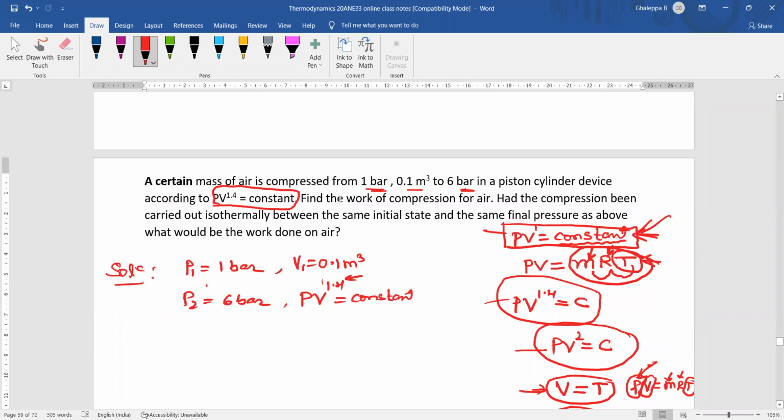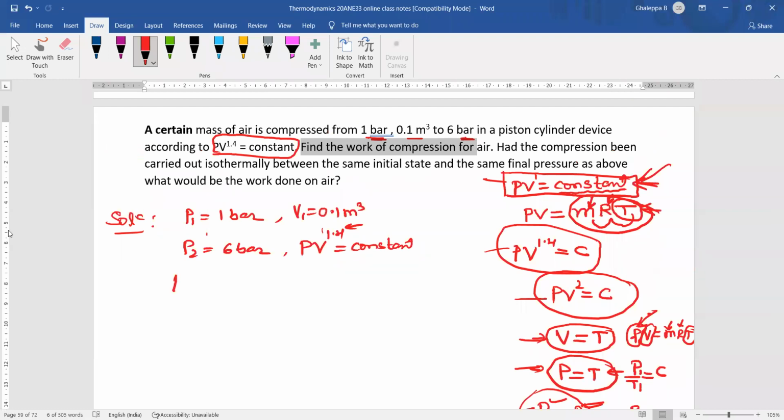First process. Find the work of compression of air. So work done during this process is how much? Someone has told 2 processes, no? No, sir, it is only one process. Next is not a continuation of the first process. First process is 1 to 2. So please read the words carefully.